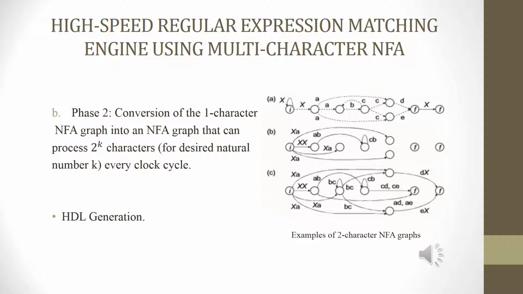Phase 2 is conversion of the one-character NFA graph that comes from phase 1 into an NFA graph that can process 2 to k characters for a desired natural number k every clock cycle. And these are some examples of two-character NFA graphs. HDL generation is specification of the multi-character NFA using structural HDL.